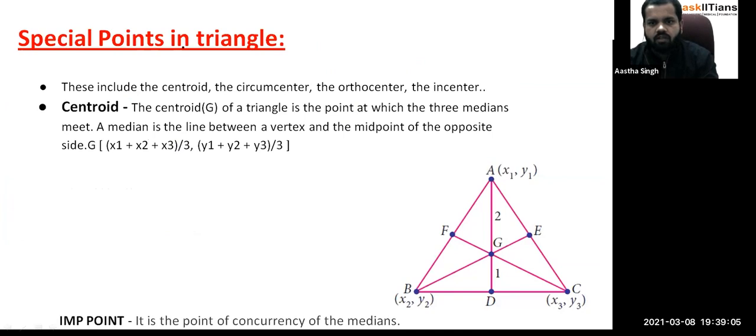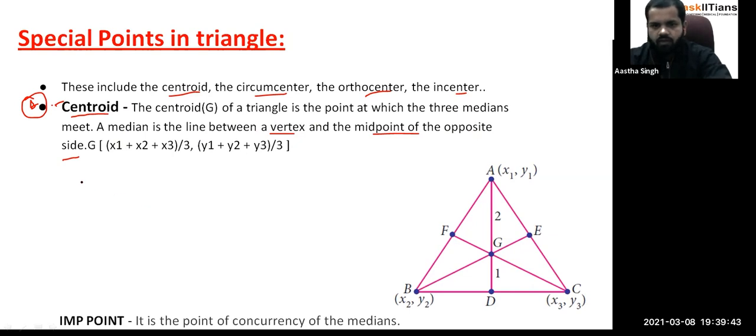The special points in triangles we are dealing with include the centroid, the circumcenter, the orthocenter, and the incenter. We'll study them one by one. First is the centroid. The centroid of a triangle is the point at which the three medians meet. And what is a median? A median is the line between a vertex and the midpoint of the opposite side. So this G point is your centroid, right?